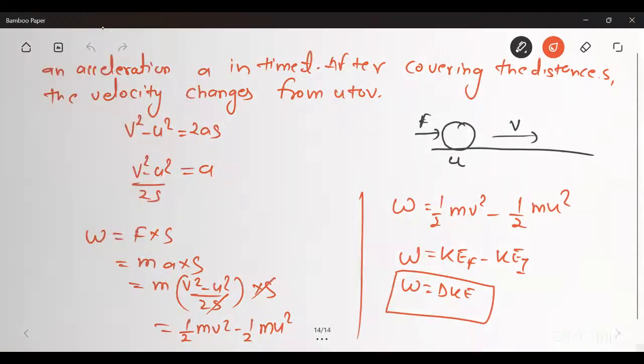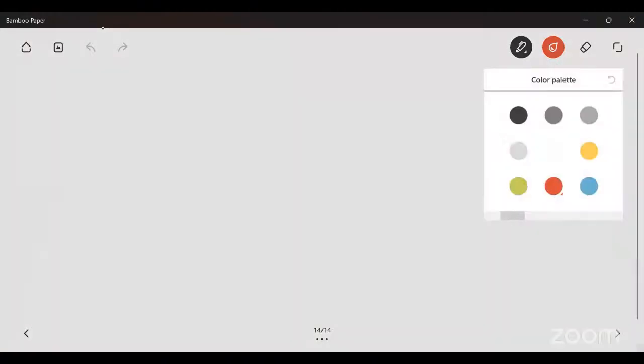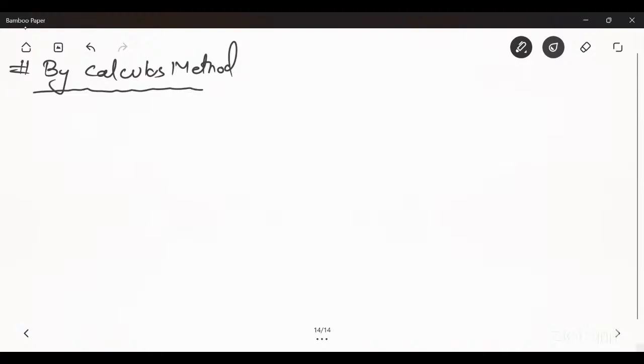Now come to the main part, that was the calculus part. The proof will come in the 3-mark question, so that is very important. That will come by the calculus method. The question comes in the paper like this: prove the work energy theorem by the calculus method. So how can you prove it by the calculus method?